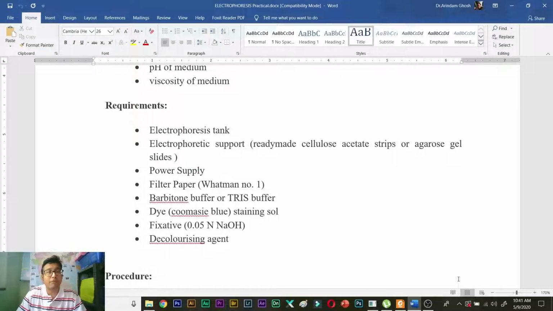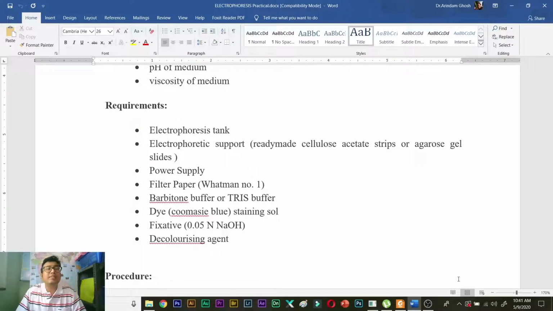The next is the buffer. So, either it will be barbitone buffer or tris buffer. The barbitone buffer is made up of sodium barbiturate and barbituric acid, and tris is a complex compound that is available commercially that you need to dissolve and you will get the buffer. So, buffer preparation protocol will be standardized depending on lab to lab.